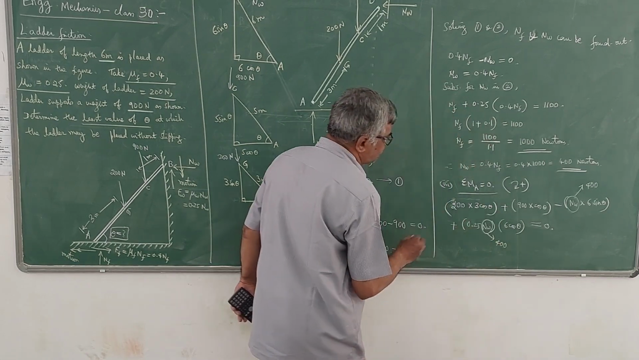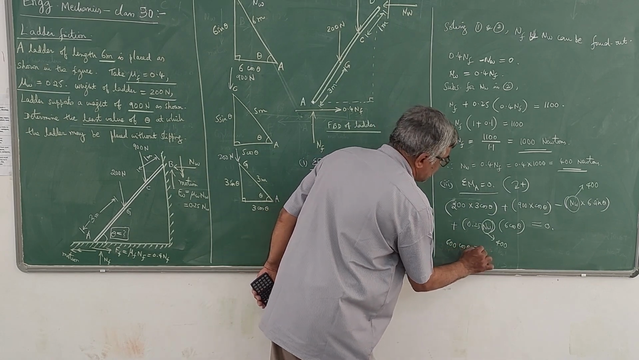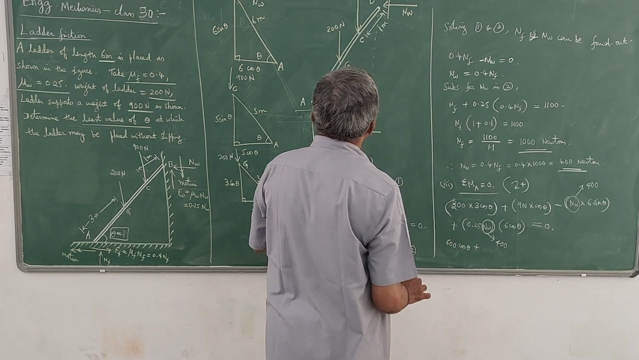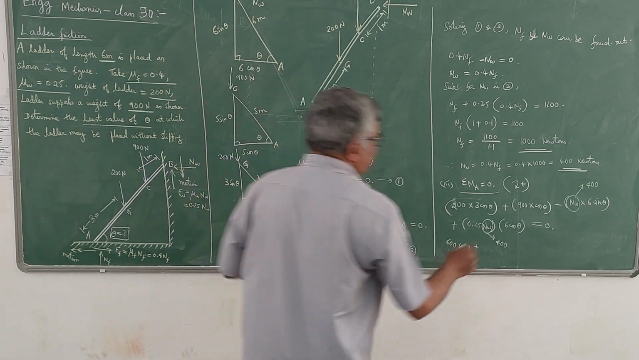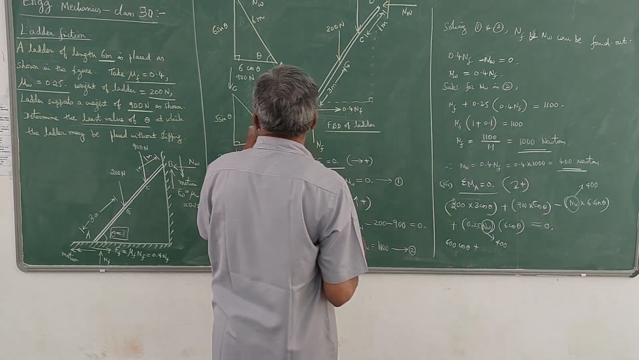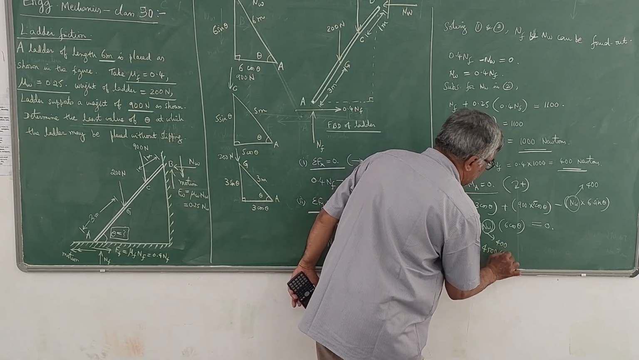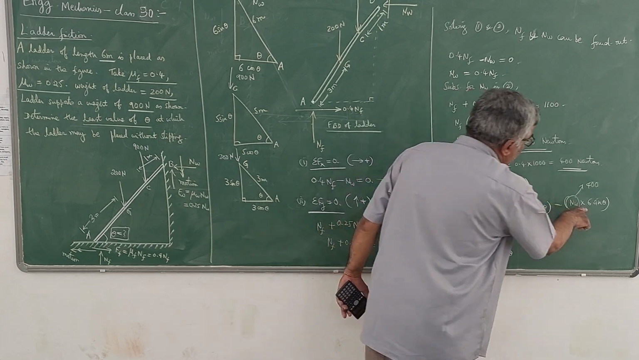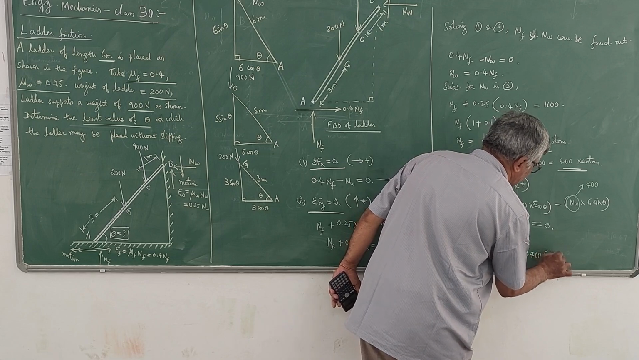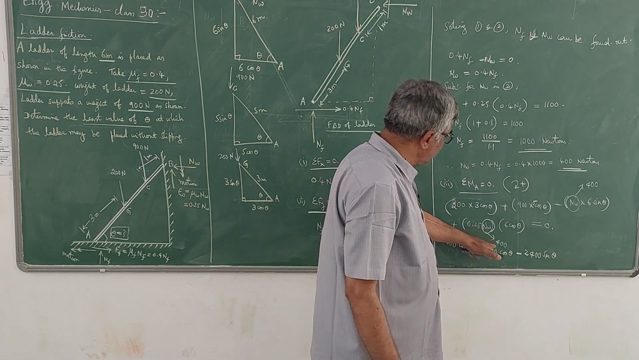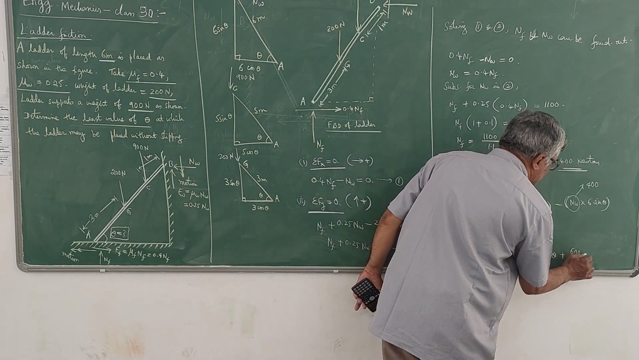If you simplify, this becomes 600 cos theta plus 900 into the distance, which is 5, so 5 cos theta. 900 into 5 is 4500 cos theta. Then 400 into 6, that is minus 2400 sin theta. Then 0.25 into 400 is 100, and 100 into 6 is 600, so plus 600 cos theta is equal to 0.